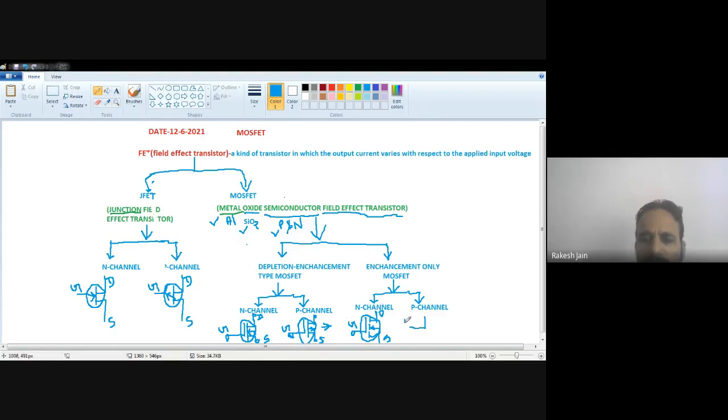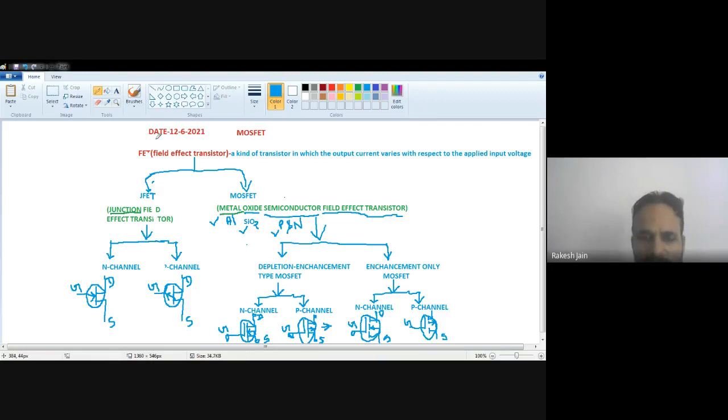So this one is your gate terminal, and then the split region will be there. The upper one is drain, and the middle one with the output arrowhead is your source terminal. So these are the basic symbols for the field effect transistor.